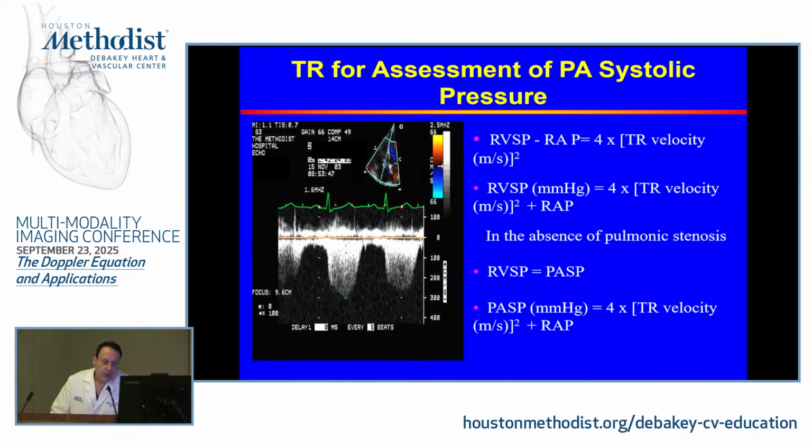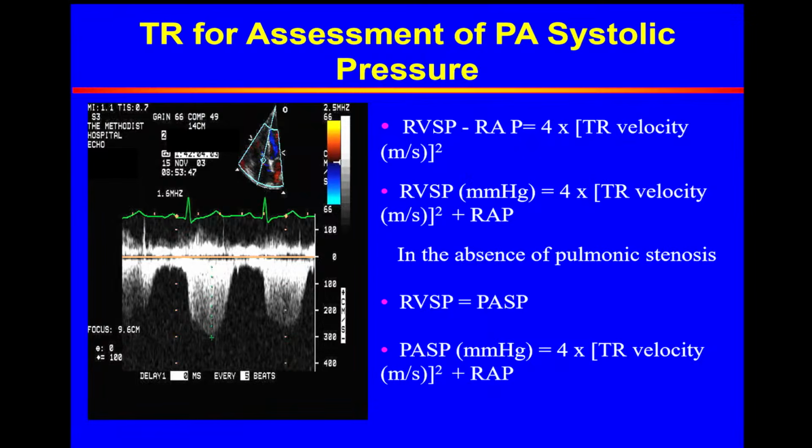Many of you are familiar with the calculation of PA systolic pressure. We say that the pressure gradient between the right ventricle and the right atrium is given by 4V squared. This is TR velocity in meters per second, squared. And so the RV systolic pressure is given by 4 times TR velocity squared, in meters per second, plus RAP. If this patient does not have pulmonic stenosis, subvalvular, valvular, or supravalvular, then the RV systolic pressure is the same as the pulmonary artery systolic pressure in the pulmonary circulation.